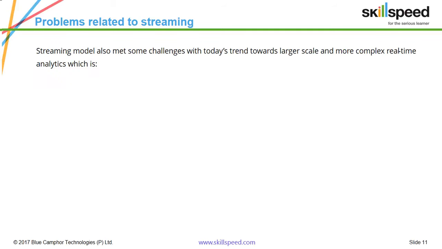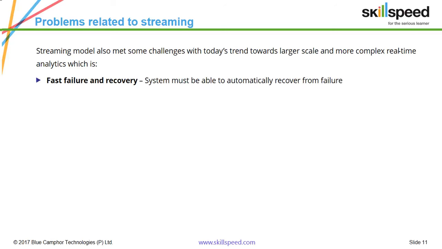Now let's also look at some of the challenges related to Spark streaming. Even though streaming is a very efficient way to analyze data in real time, today's large-scale applications make it very difficult to do complex real-time streaming. The first problem that we have is fast failure recovery. What if a machine or a couple of machines which are part of your streaming architecture fail? How can you recover? Are you able to recover in a short span of time so that you can continue streaming the data?